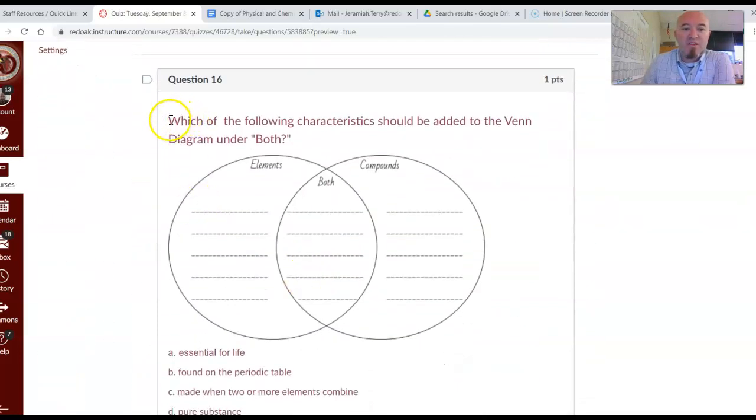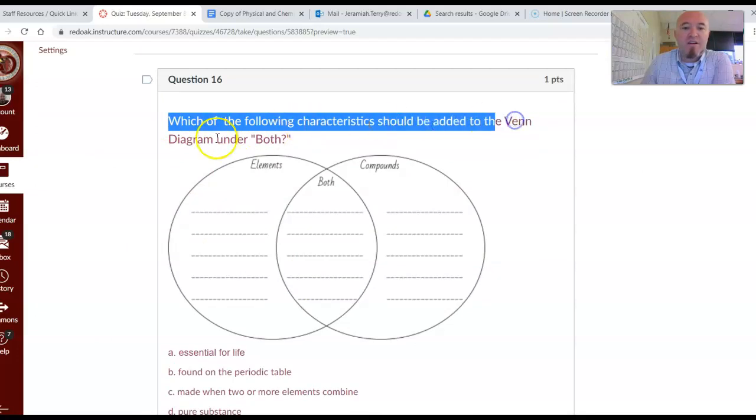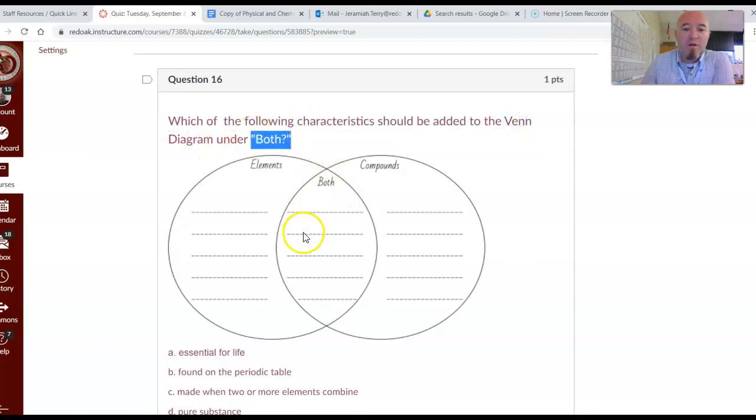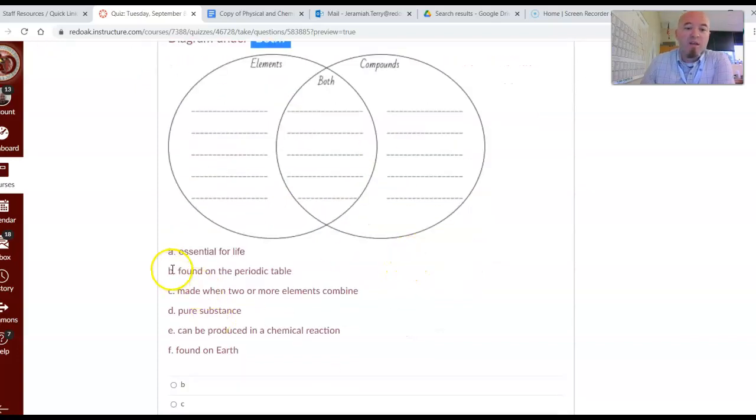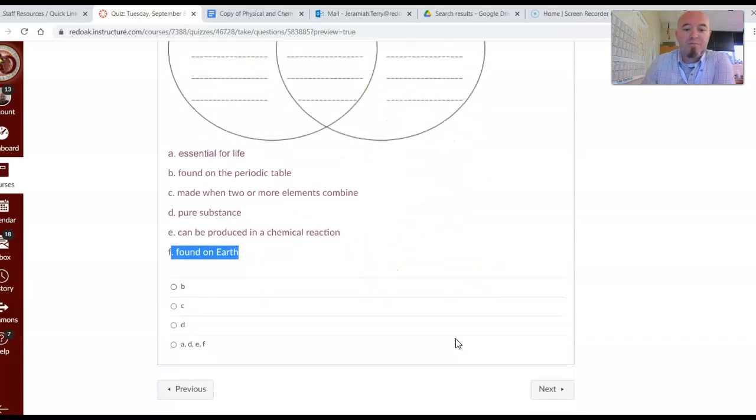Question 16. Which of the following characteristics should be added to the Venn diagram under both? So, what belongs here in the middle? What has characteristics of elements and compounds? Is it A, essential for life? B, found on the periodic table? C, made when two or more elements combine? D, a pure substance? E, can be produced in a chemical reaction? And F, found on Earth. Which one of those belong here in the middle?